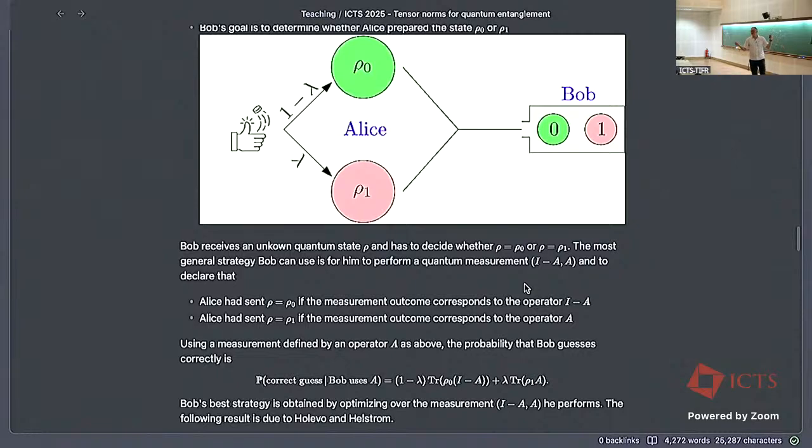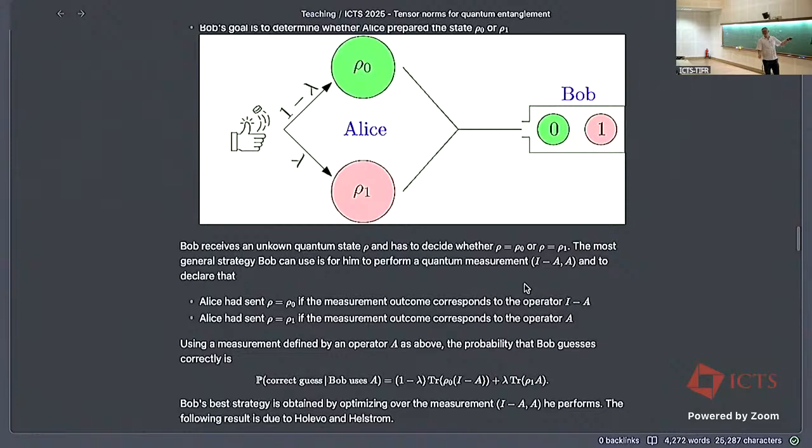At the end of the day, Bob receives a quantum state, and he has to answer 0 or 1. So he has to find some procedure which goes from quantum states to classical outcomes, either 0 or 1. Quantum mechanics tells you that there is only one way to do this: a quantum measurement, maybe a very general one. So he performs a quantum measurement given by an operator A, a POVM element. A is not a projection, it's just some operator between 0 and the identity, and its complement is identity minus A. He'll respond that Alice sent rho 0 if the outcome corresponds to identity minus A, and he'll respond that Alice sent rho 1 if the outcome corresponds to the operator A.